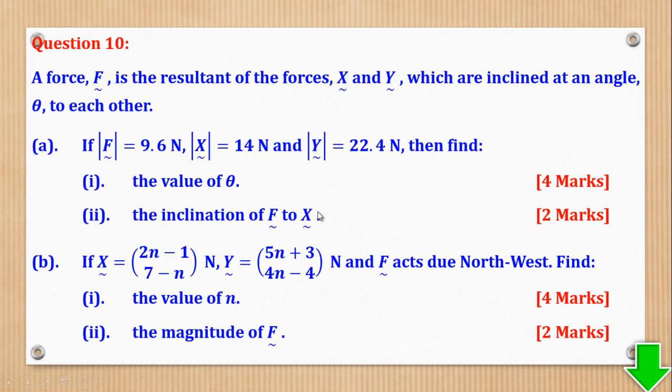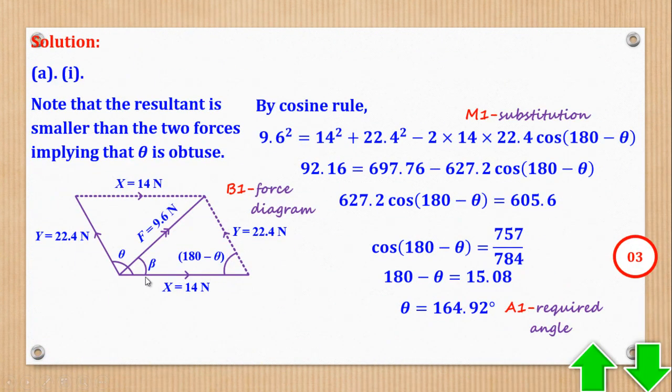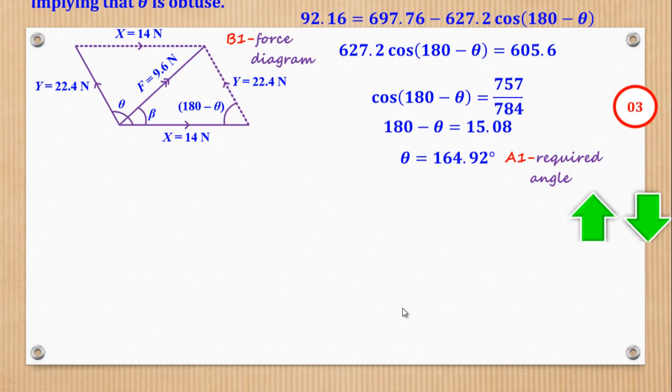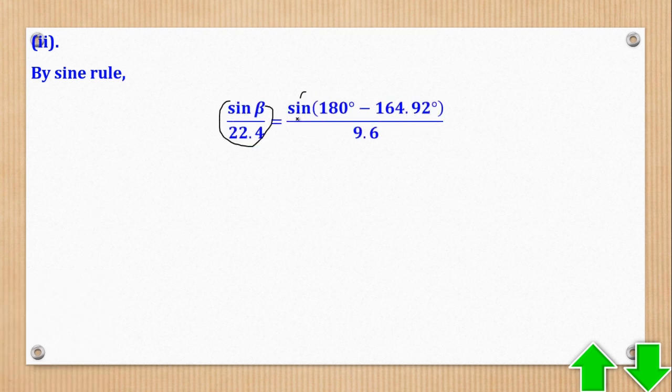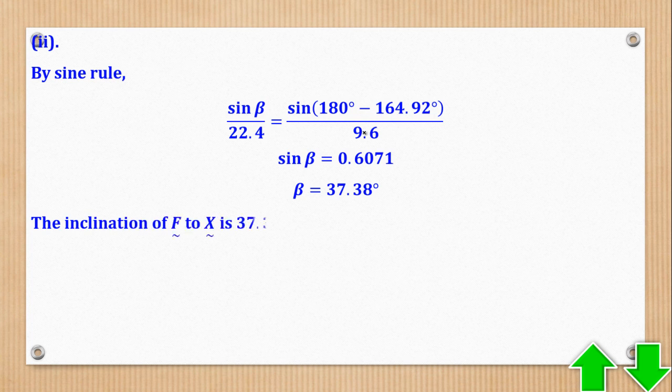Roman 2, they want the inclination of force F to X. So they want angle beta. For that, we can use sine rule. Sine that is equal to that, and sine beta over 22.4 is equal to sine this over 9.6. Simplify and make beta the subject. And that's what they wanted.